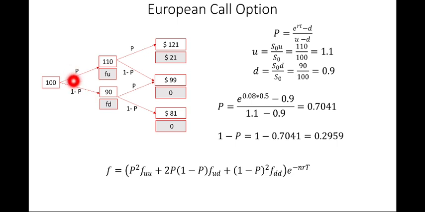Second, P multiplied by 1 minus P into FUD, and from here 1 minus P multiplied by P multiplied by FUD. So you can see two branches lead to FUD, so it is twice of P multiplied by 1 minus P into FUD. The same value is written over here, twice of P multiplied by 1 minus P into FUD. Now the last one, that is 1 minus P square into FDD.